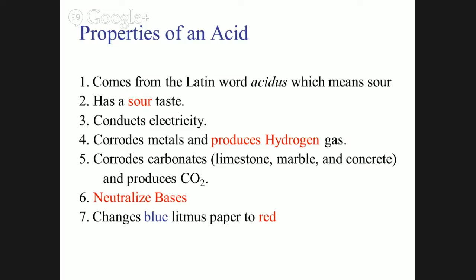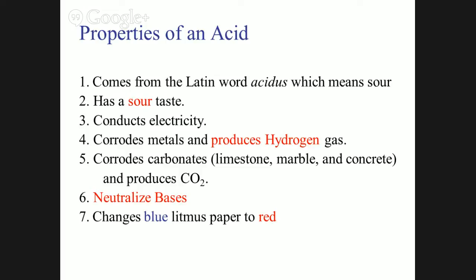There was a movie a few years back called Dante's Peak, in which the boat's bottom, which was metal, actually gets eaten away by the acid that had formed in the lake. So they corrode metals and produce hydrogen gas, H2 gas. They also corrode carbonates, limestone, marble, concrete, and produce CO2.